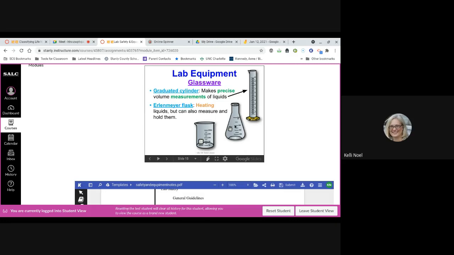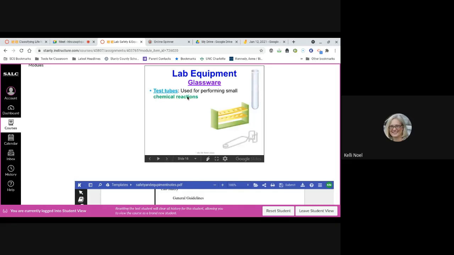An Erlenmeyer flask is mainly used to heat liquids, but notice they do have increments. You can measure with them and it can hold liquids. The measuring is not going to be as precise as the graduated cylinder. And then we have the beaker here. With the beaker we can hold, we can mix, we can heat. You can measure some liquids. You don't want to measure solids in here, but you can measure liquids. But again, it doesn't have as close of increments, so it's not as precise as the graduated cylinder. So you'll need to know the difference between those three.